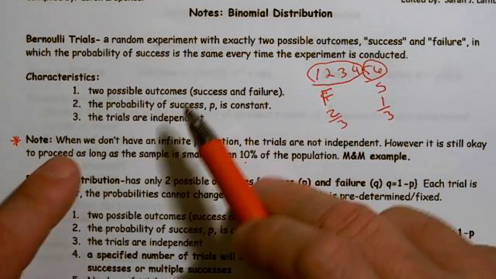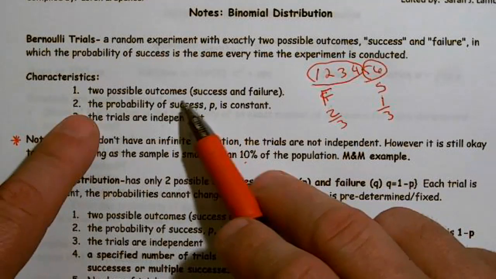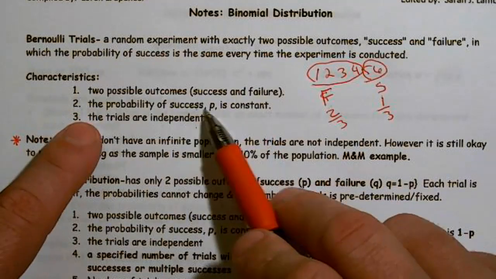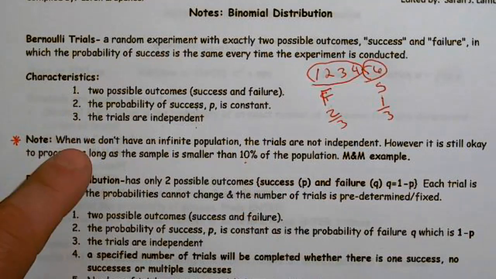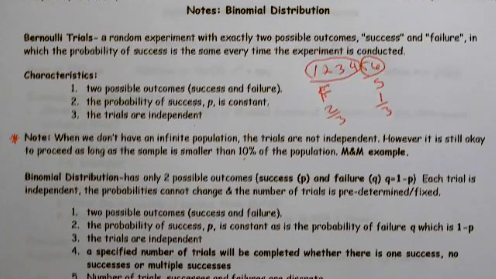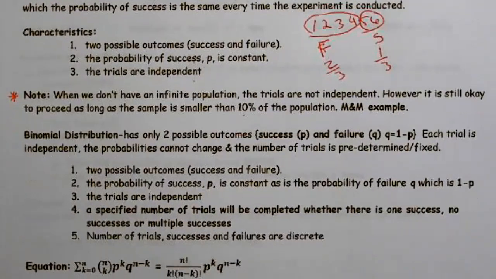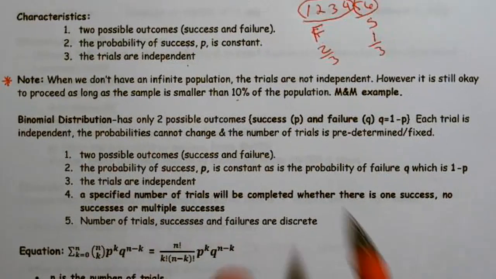So basically, we need two possible outcomes, success and failure. The probability of success needs to be constant, and the trials need to be independent. For this quarter and for this section, we will hold this to be true. Now, the binomial is different than the geometric. Besides the fact that the formulas are different, it's a totally different distribution, and we'll talk about that in just a second.